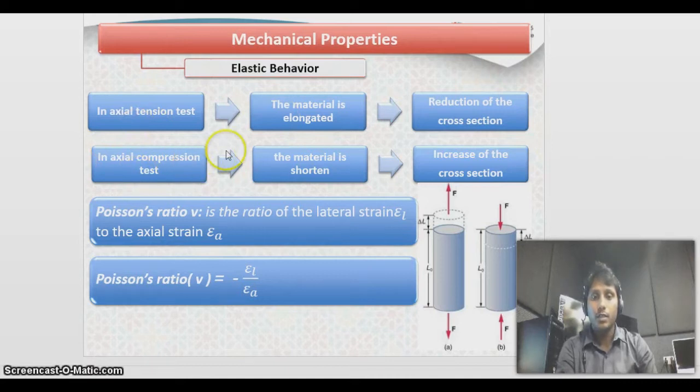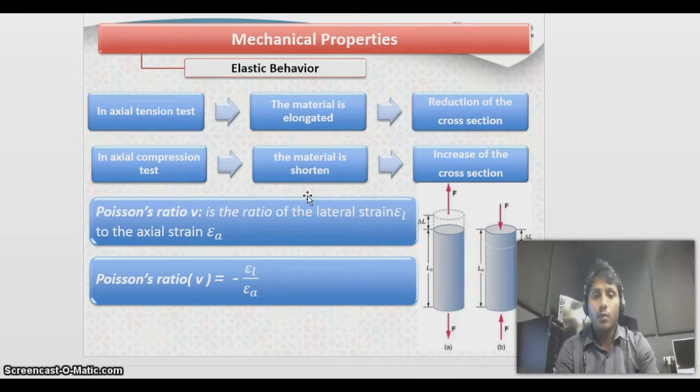Axial compression test: this is the axial tension test and this is axial compression, with forces acting here. In a compression test the material will shorten, so there will be an increase in the cross section.